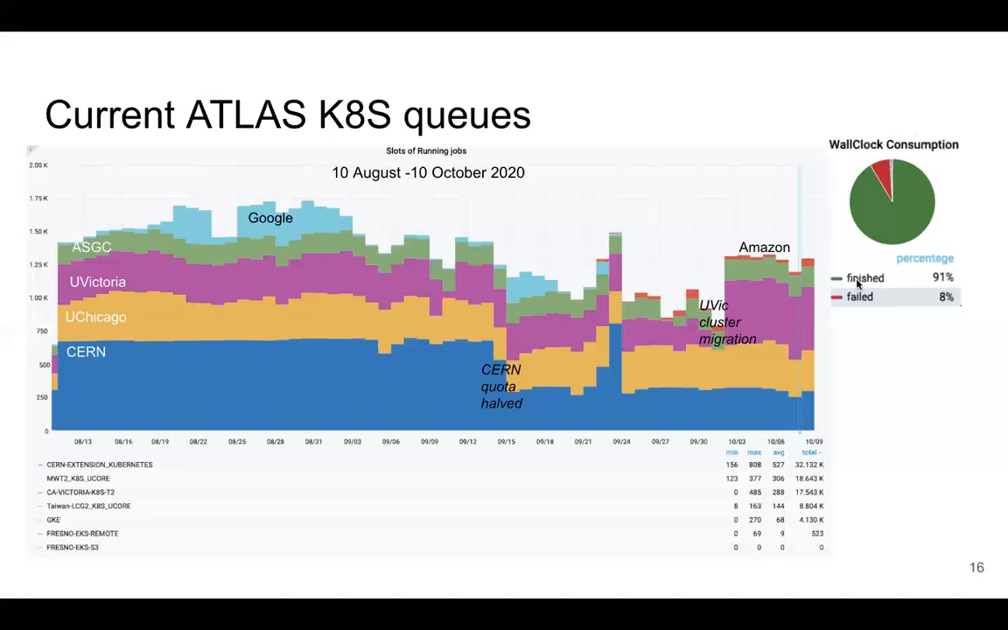Just to mention, here on the right you see the overall failed wall clock consumption. This is a combination for all the queues. It's 8%. This is very similar to the general grid infrastructure. And it varies a bit depending on which of the queues you look at. There are some queues that are very stable and have a lower failure rate. But then also, for example, in Google, we run preemptible resources, and those are much cheaper, but increase the failure rate a bit.